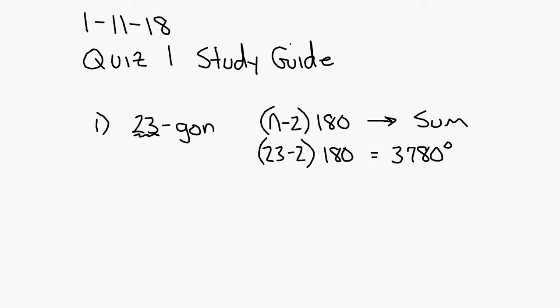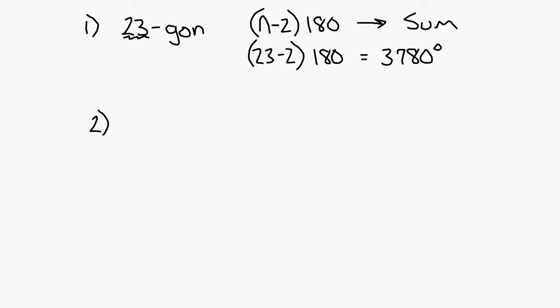Number 2. In problem number 2, it says the sum of the angle measures of a polygon with S sides is 3,420 degrees. Find S, which is the number of sides. So if n minus 2 times 180 equals the sum of the interior angles, in problem number 2 they give you the sum, and they're asking you to find the number of sides. They're calling it S, but it's the same thing as n.